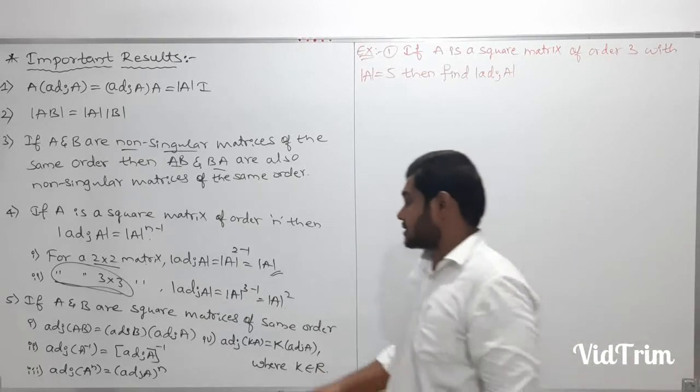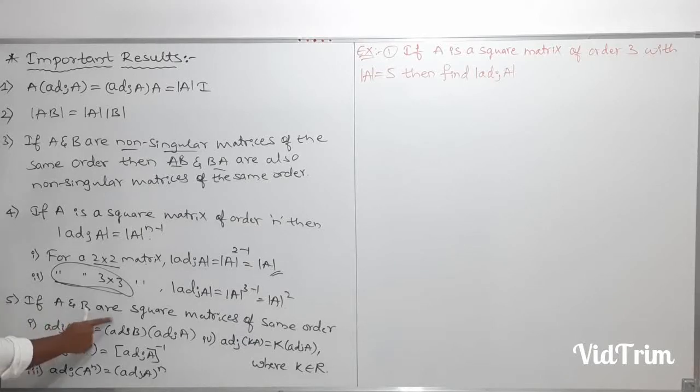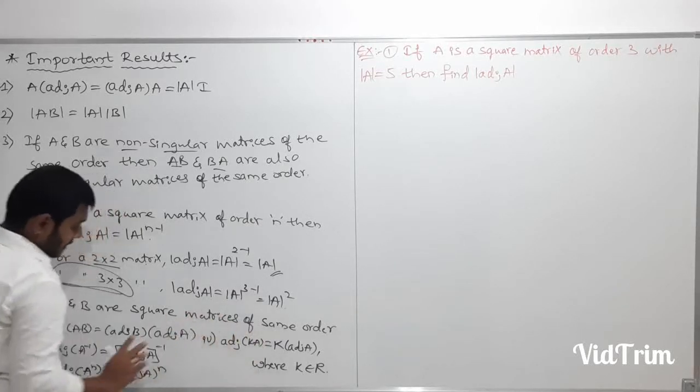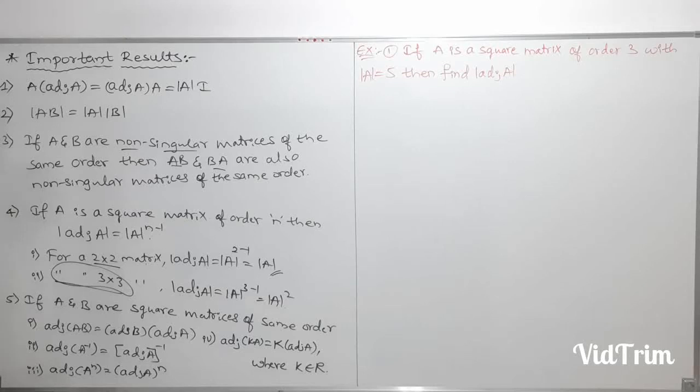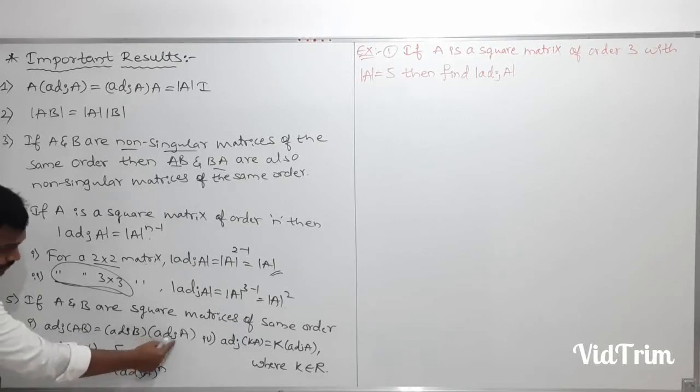Now, my students, the fifth one I wrote is, if A and B are square matrices of the same order, then adjoint of AB is equal to adjoint of B into adjoint of A.